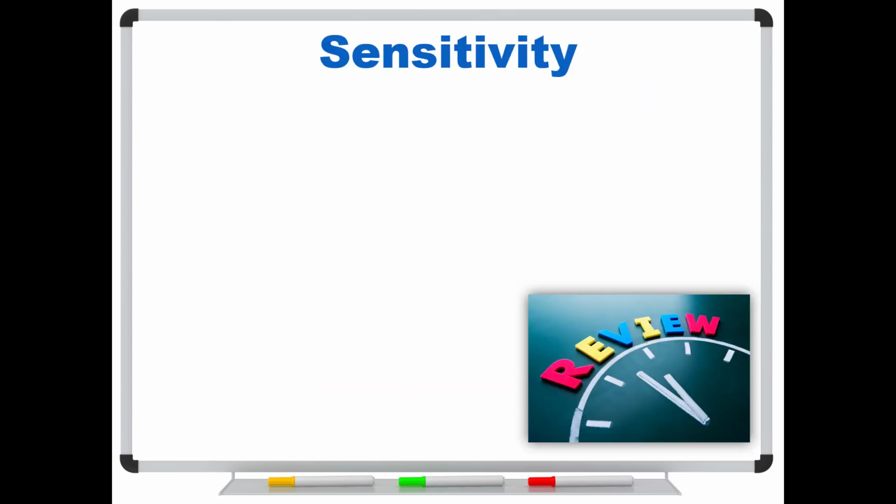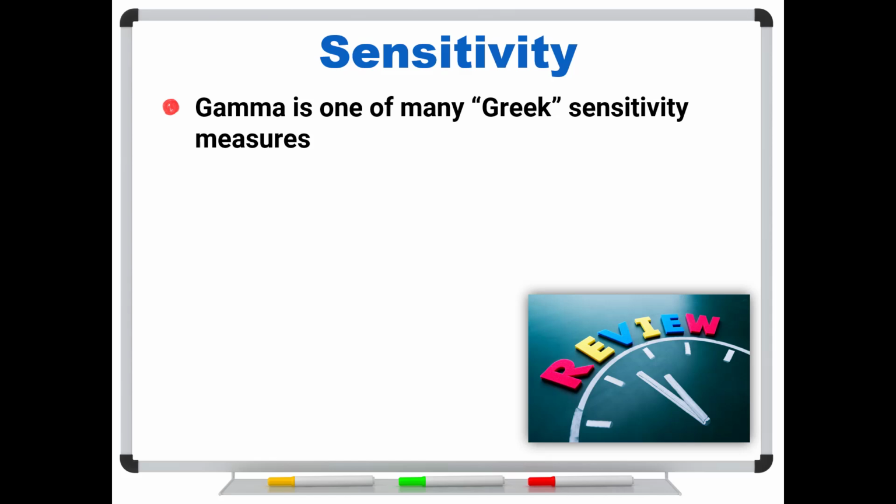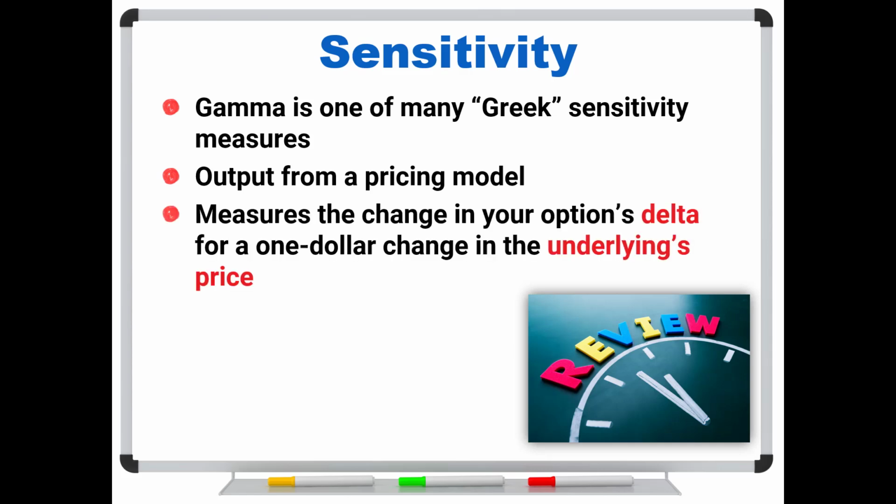So recall that gamma is a sensitivity measure. It's actually one of our Greeks, which are some of the risk measures that are really an output from a pricing model. That's where these numbers come from. And what gamma does is it measures the change in your option's delta for a $1 change in the underlying's price. So it's really measuring the change of the delta as the stock price changes. That's why sometimes you'll hear it called the delta of the delta. Recall that delta shows by how much your option's price is going to change for a $1 move in the stock. Well, gamma is doing a similar thing. It's just showing you by how much your delta is going to change.